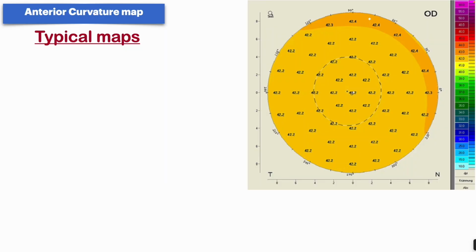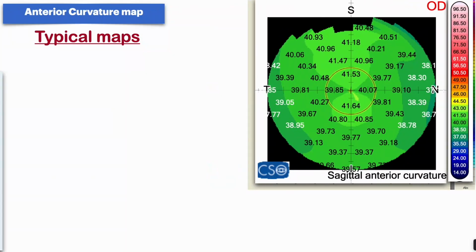What about the typical maps and the anterior curvature map? You'll find the typical maps is either spherical or astigmatic cornea. So in the spherical cornea, you'll find this very smooth and homogeneous map. All the values are the same all around. So it's spherical cornea. There is no bow tie. There is no difference. There is no astigmatism in such a case.